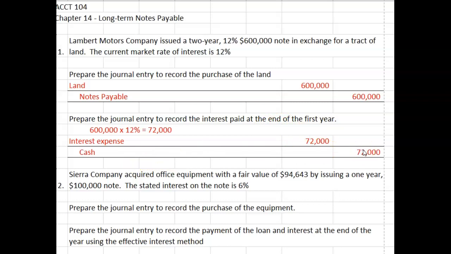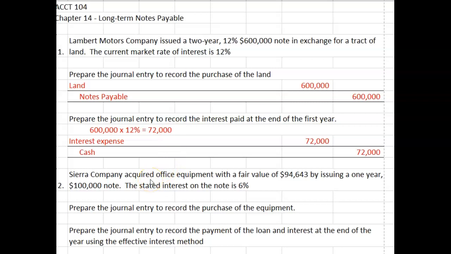Just out of curiosity, does anybody know how much the interest expense will be for year 2? Did you say $72,000? The answer is $72,000 because no principal is being paid. So next year we will still have $600,000 of principal times 12%. Second year's interest will be $72,000.